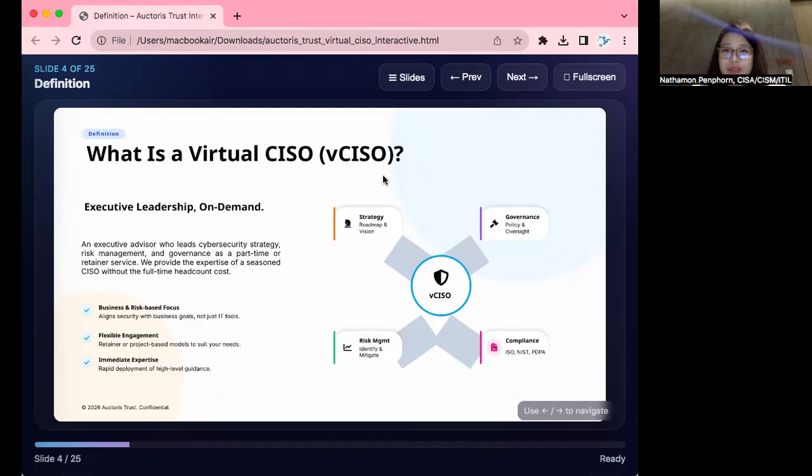So this is an executive advisor who leads cybersecurity strategy, risk management, and governance as a part-time or retained service. We provide expertise in strategy, like a roadmap of the information security and cybersecurity domain for the company; governance, like policy and oversight; compliance, like the laws and regulations relevant to information security and cybersecurity, such as ISO, NIST, and PDPA; and risk management, like how you identify the risk, how you identify the implications, and what mitigation plan you can implement in order to close this kind of risk.